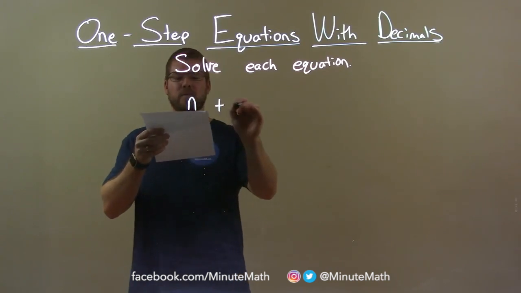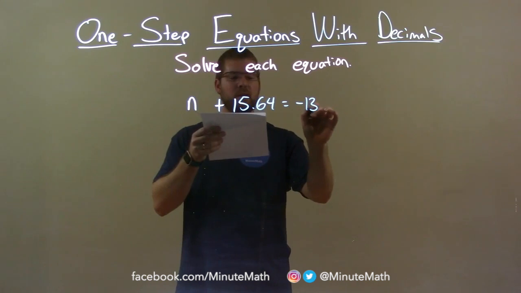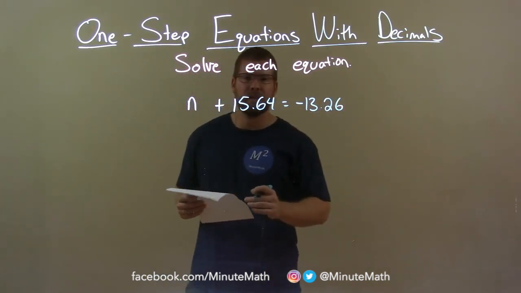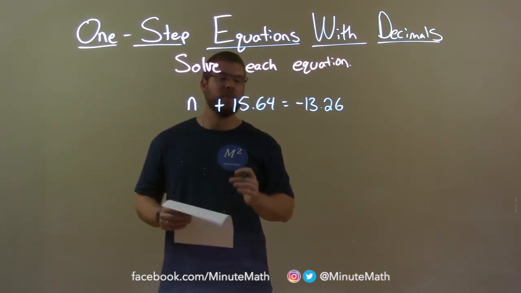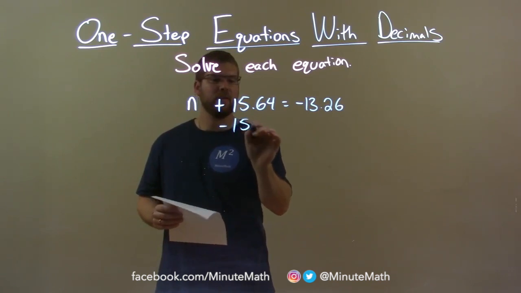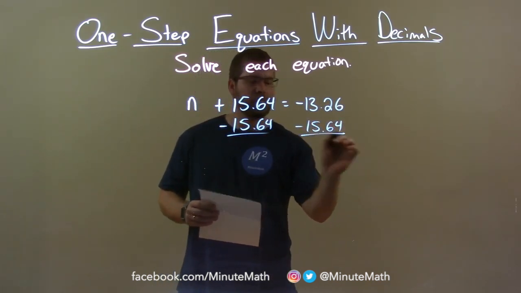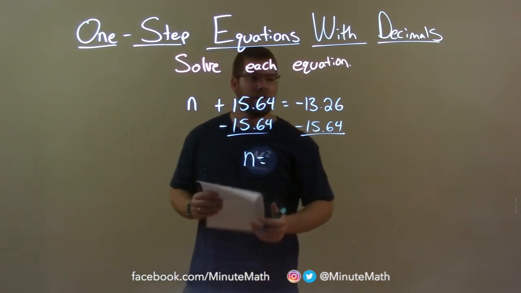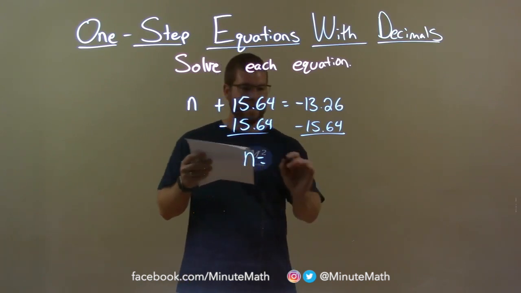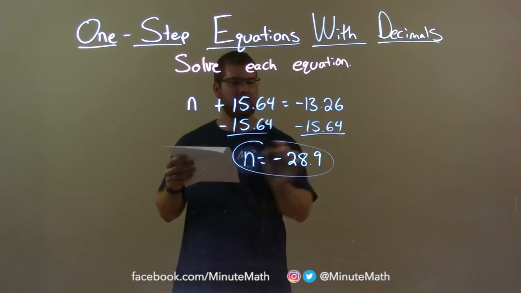N plus 15.64 equal to negative 13.26. All right, I want to get n by itself. Well, it's being added by 15.64. Opposite of addition, subtraction. So subtract 15.64 to both sides. This gives us n by itself on the left, and on the right, well, negative 13.26 minus 15.64 is a negative 28.9. And so there we have our final answer.